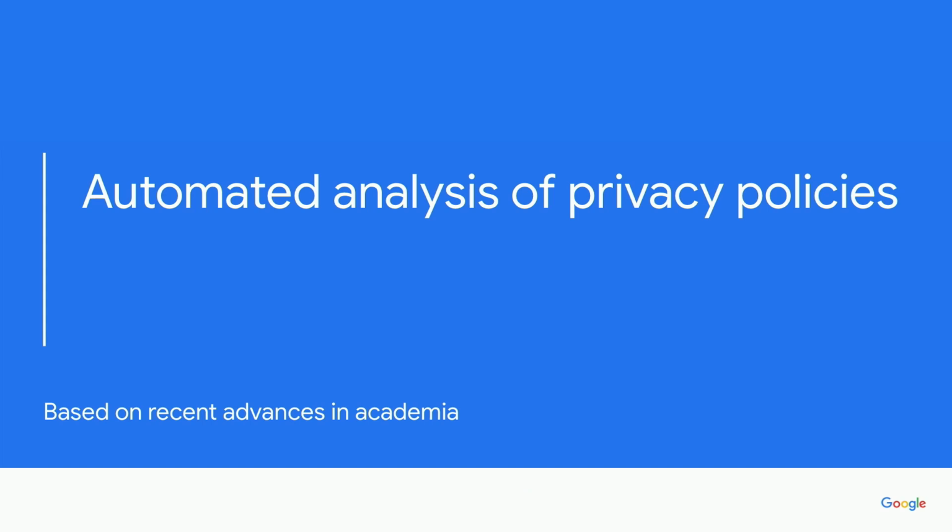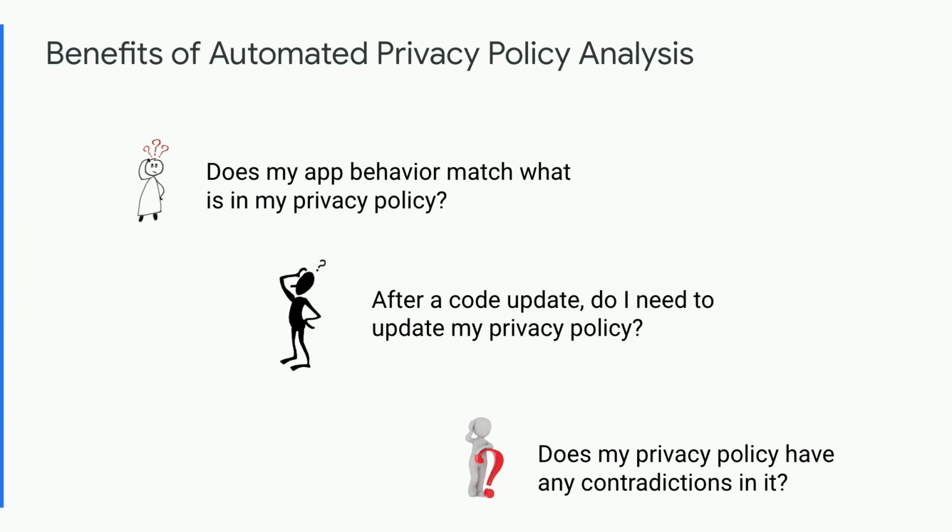Okay, and then the last thing I wanted to talk about is privacy policy analysis. This is also an area that in the last 4 years has gotten a lot of attention, and I think is very exciting. So imagine if you can automatically analyze privacy policies, the kinds of questions developers could ask themselves. They could say, does my app behavior actually match what I say in the privacy policy? Because if there's a discrepancy, that's a problem. You want to know about that.